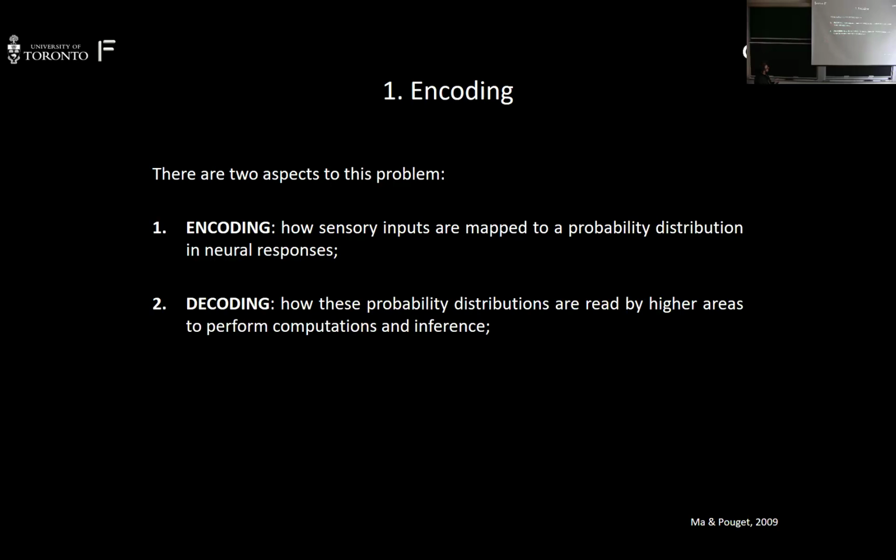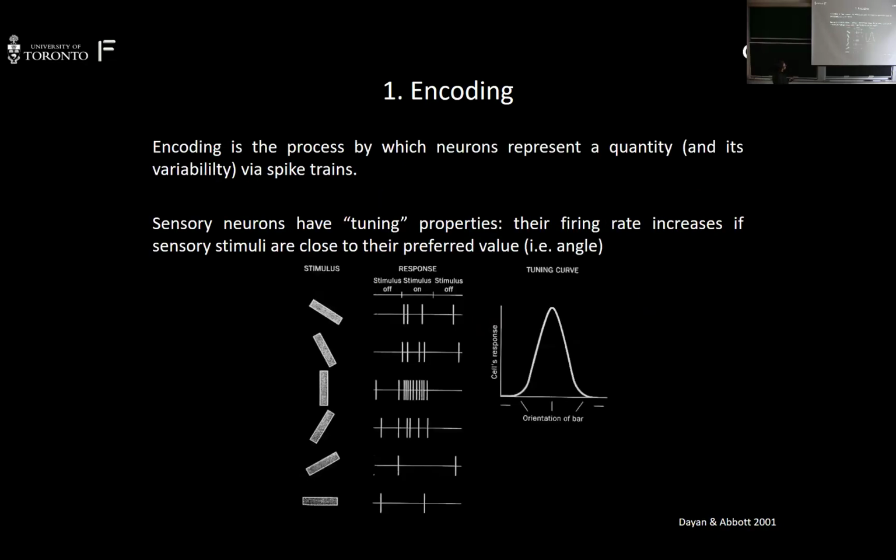Okay, so encoding, thinking about how sensory inputs are mapped onto these probability distributions, as I was just describing, onto these neural response profiles. And then the decoding part is how are they read out? So it's the reading off, read by higher areas to perform computations and inference. The decoding is also to some extent how they're read by us. Okay, so this is more to do with what we can see when we're looking at data, and what information we can see in the measurements about what the computations are doing.